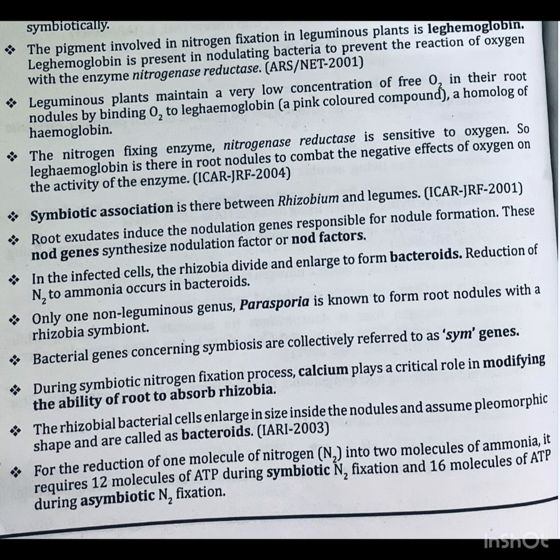During the symbiotic nitrogen fixation process, calcium plays a crucial role in modifying the ability of root to absorb rhizobia. The rhizobia bacterial cells enlarge in size inside the nodules and assume pleomorphic shapes and are called bacteroids. Question asked in IARI 2003. For the reduction of one molecule of nitrogen into two molecules of ammonia, it requires 12 molecules of ATP during symbiotic nitrogen fixation and 16 molecules of ATP during asymbiotic nitrogen fixation.